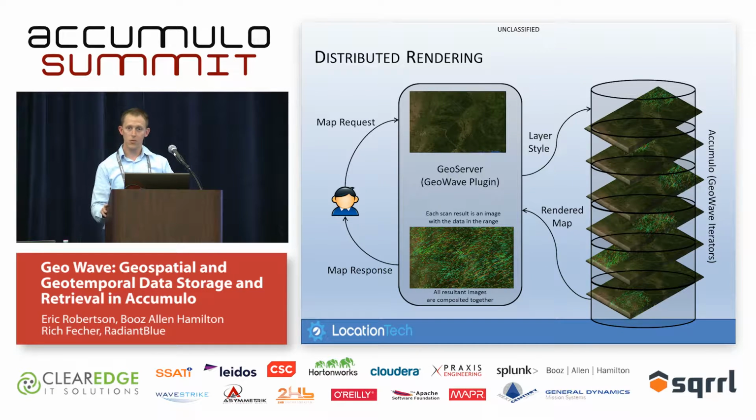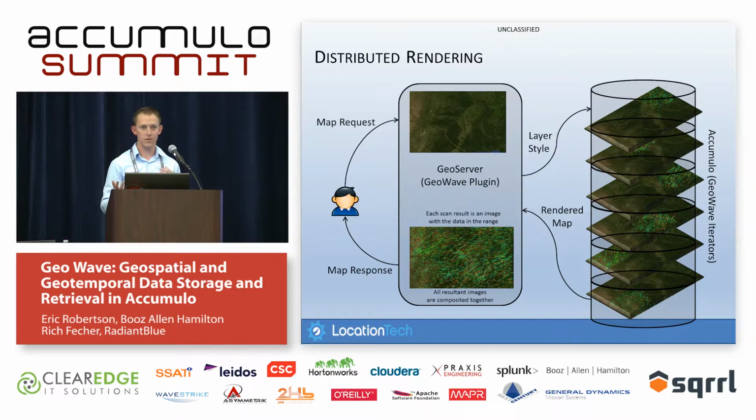So we also looked at distributed rendering. Within the iterator, we can define an arbitrary transform on our data. What if that transform was going from vector space to raster space, and we serialize a style over? We have the rendering code sitting within an iterator, and we render the style onto a map.